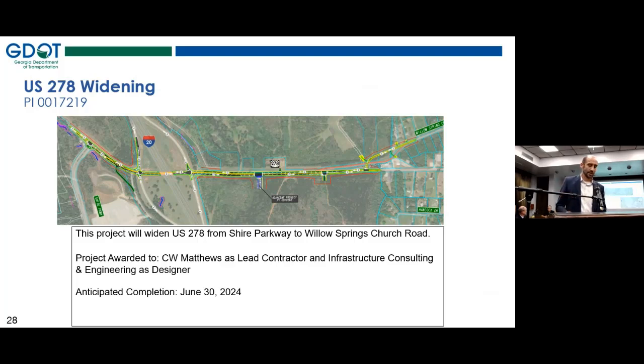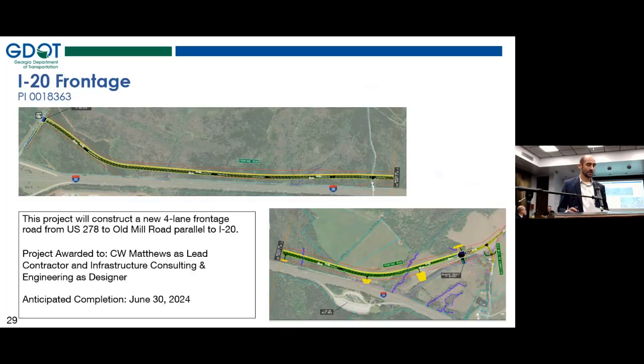And then the I-20 frontage road, which ties into 278. Again, to give you an idea of scale, this is almost a 2.5 mile long brand new road, 4-lane facility along the frontage of the mega site. This was combined with the 278 project, so let as one contract. So CW and ICE is also delivering this project.